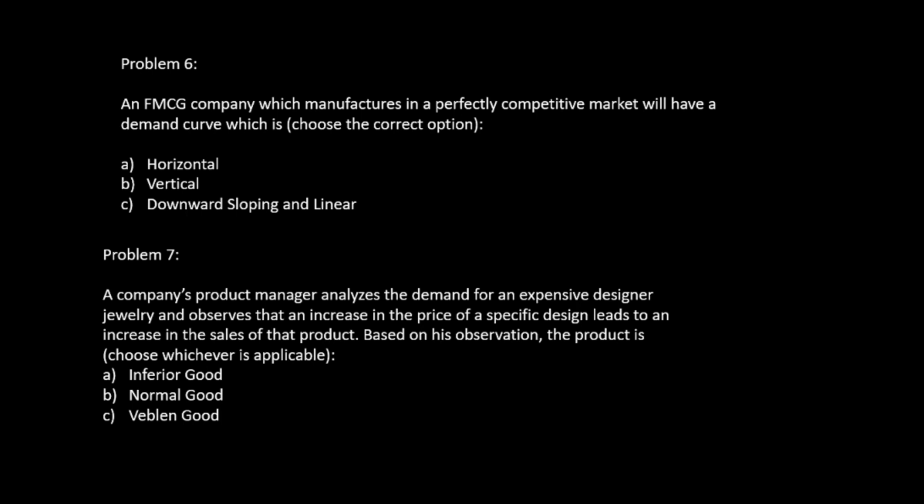So it's very clear that we are talking about an expensive designer jewelry, which is actually a luxury good. Okay. And based on his observation, the product is an inferior good, normal good, or Veblen good. It's definitely not an inferior good. It's also not a normal good, because in this case, when the price increases, the quantity demanded also increases. So it's definitely the case of a Veblen good.